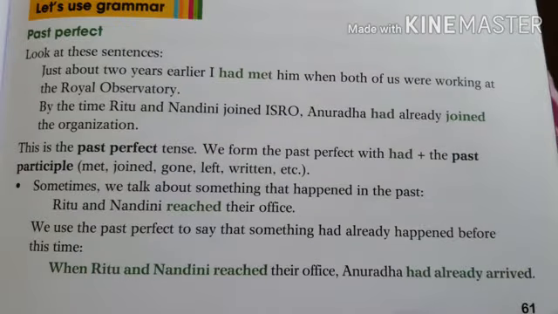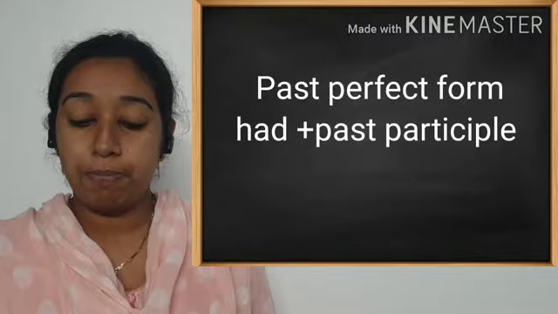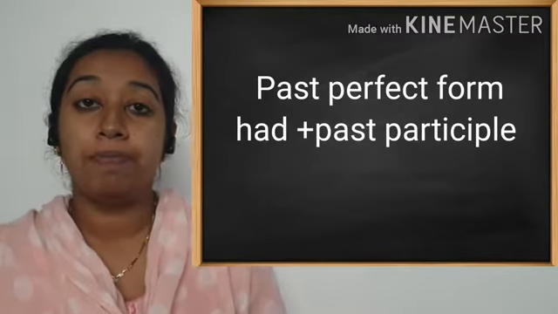Let's use grammar. Past perfect tense, the rules. First of all, we know that past perfect tense is formed by adding had plus the past participle, had which is the auxiliary verb, and the past participle of the base form of the verb. So now the first one, we refer to the actions in the past. That is called the simple past tense.